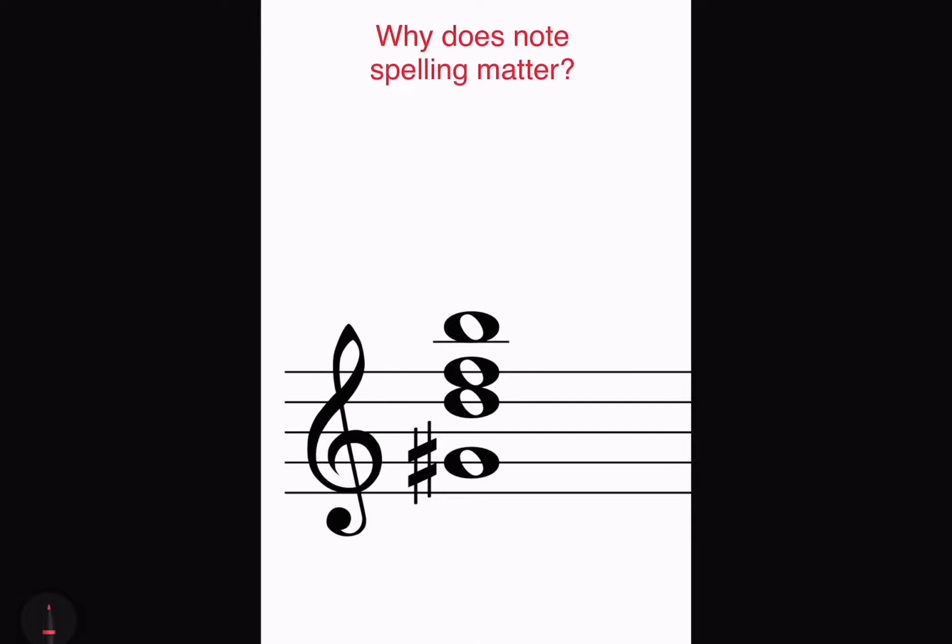Our question here is a general one. Why does note spelling matter? I'll play what's written first. From low to high, we've got this.